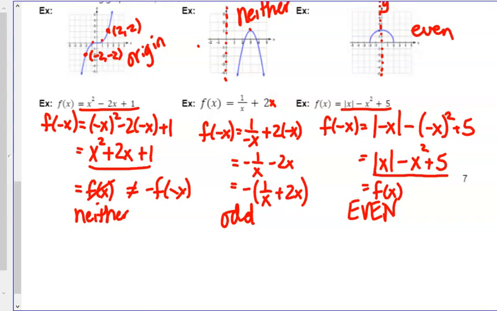So we are done with section 1.5. We will then move into section 1.6, which is on inverses. Until next time.